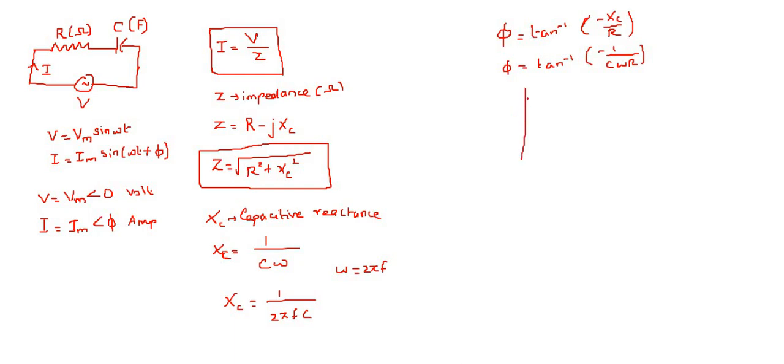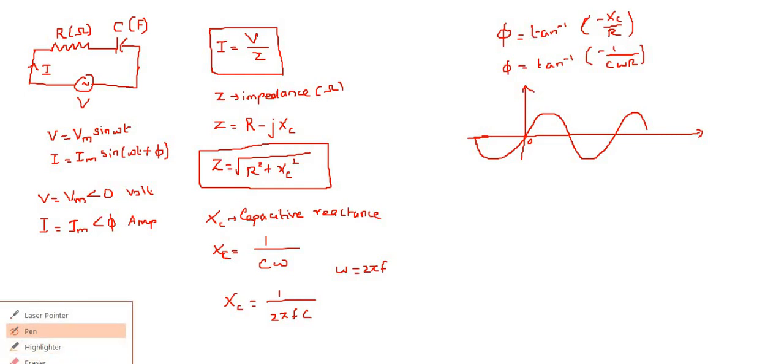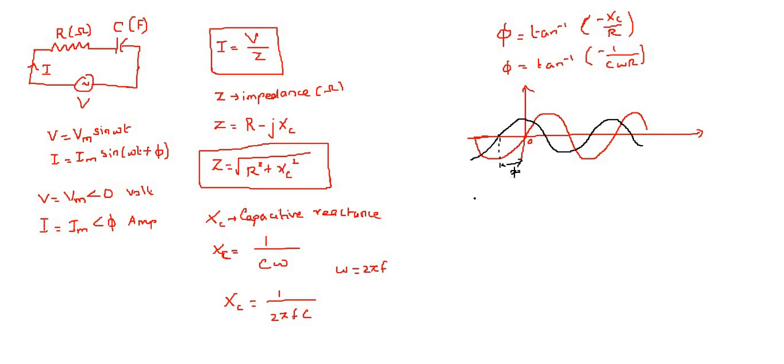Now, in this case, we will plot the waveform. If we are taking the voltage as my reference, this is my voltage source, starting from 0. The current leads the voltage, so the current waveform will be like this. This difference is our phi. This is my phi. Phi is the phase difference between voltage and current.